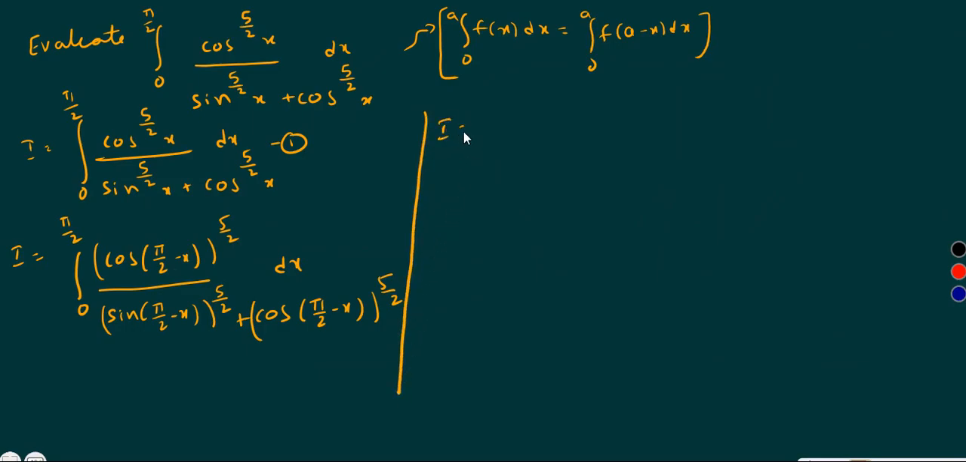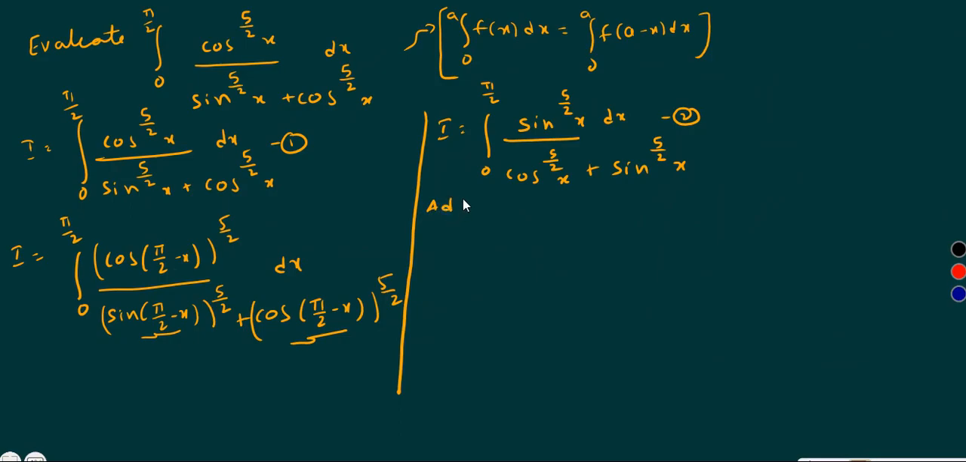I equals the integration from 0 to pi by 2 of cos of 90 minus a is sin a, so sin power pi by 2 x, sin of 90 minus a is cos, so cos pi by 2 x plus cos of 90 minus a, sin pi by 2 x dx. This is equation number 2. Now add 1 and 2. I plus I equals the integration from 0 to pi by 2.